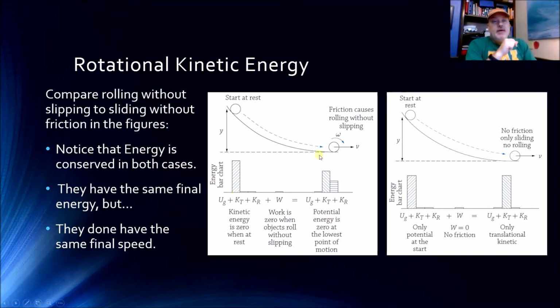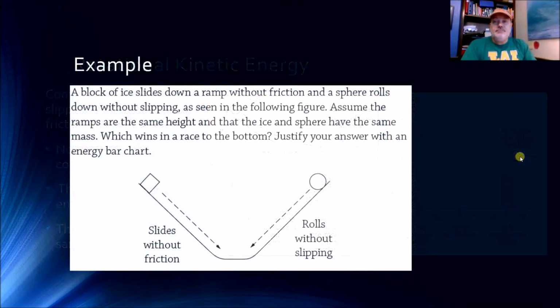All right? Now, what if there's no friction? It's just going to slide straight down. With no friction, there's no rotational kinetic energy, and so all of the energy turns into translational kinetic, and it will be going faster at the bottom. Notice that both of these at the bottom have the same energy as at the beginning. So they have the same exact total energy at the bottom. But the one that slides is all translational, so it's translating faster, so higher velocity.